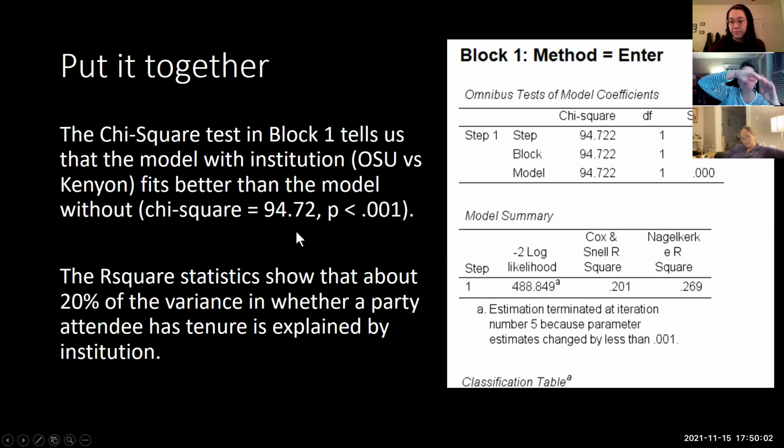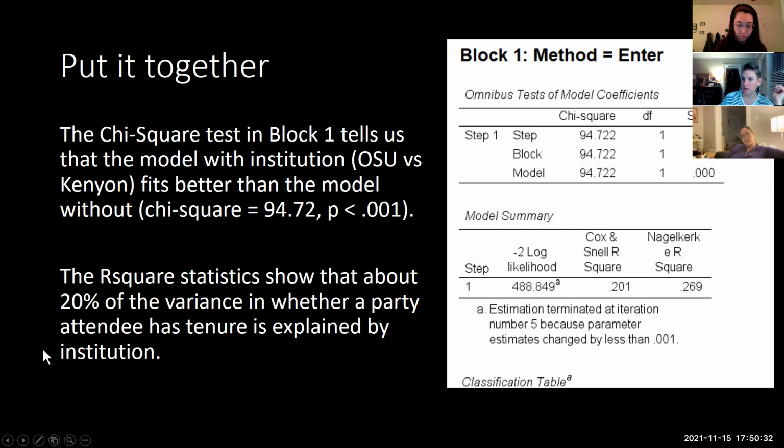So I'm just going to synthesize all of that and put it together into something that's a little bit easier to digest and what you would actually say when you're interpreting this. First, you would say, the chi-square test in block 1 here is telling us that the model with the institution, or model with Ohio State versus Kenyon, fits better than the model that doesn't. My R-squared statistic here is showing me that about 20% of the variance in whether a party attendee has tenure is explained by institution.